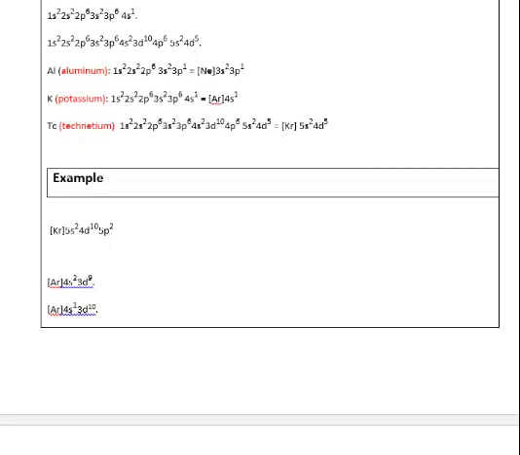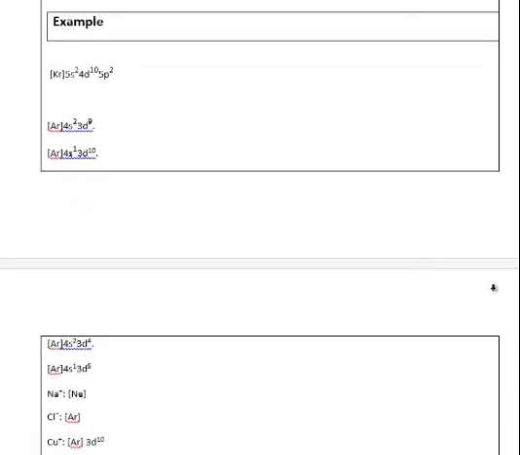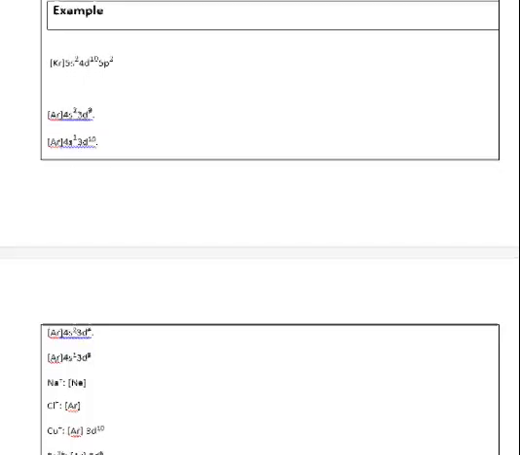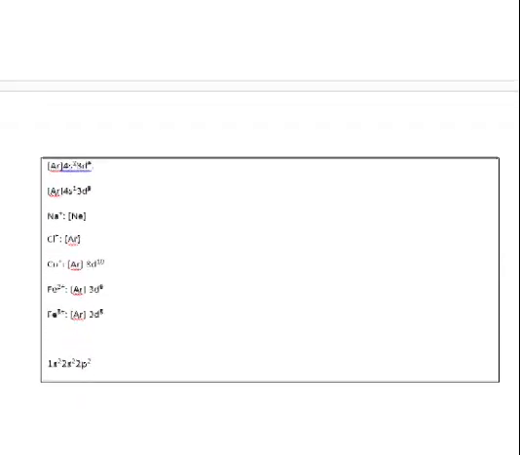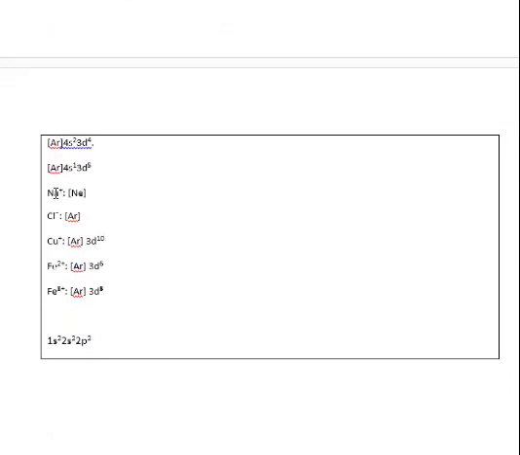So as you're reading these, just say the name of the letters in the brackets. Kr in brackets 5s2, 4d10, 5p2. Ar in brackets 4s2, 3d9. Okay, down here where we have charges, Na positive, Ne in brackets, Cl minus, Ar in brackets, Cu plus, Ar in brackets 3d10, Fe2 plus, Ar in brackets 3d6, Fe3 plus, Ar in brackets 3d5, 1s2, 2s2, 2p2.